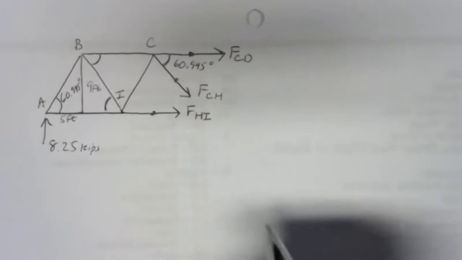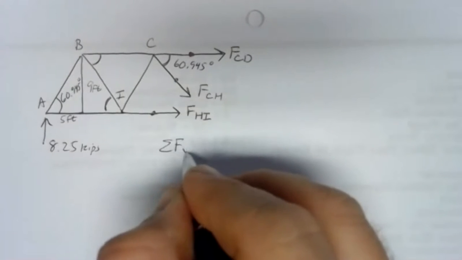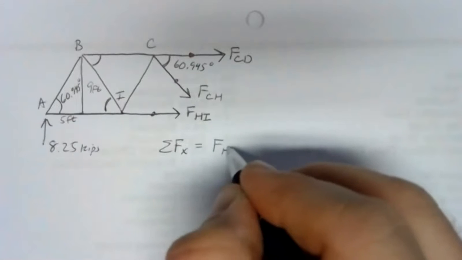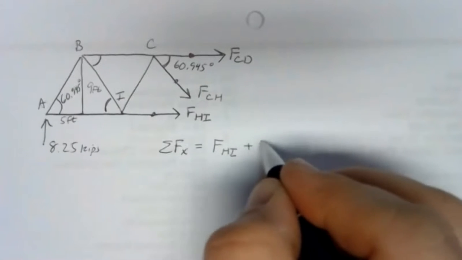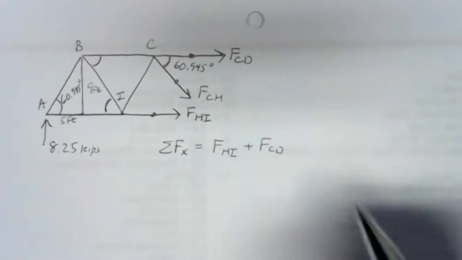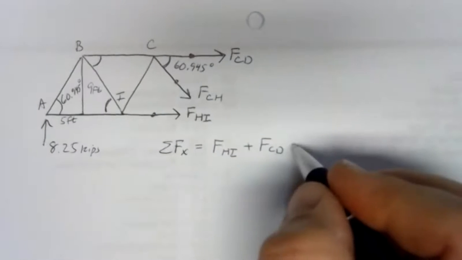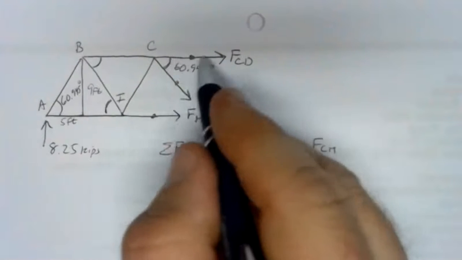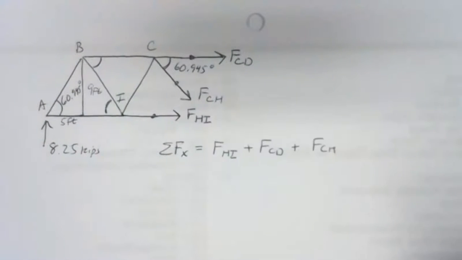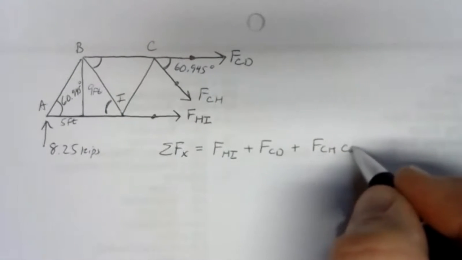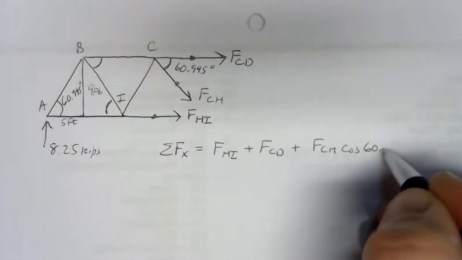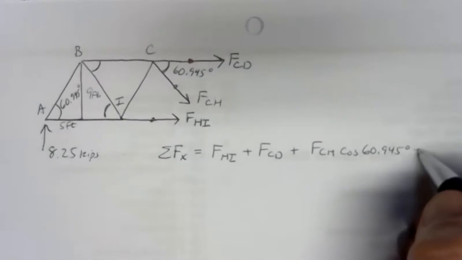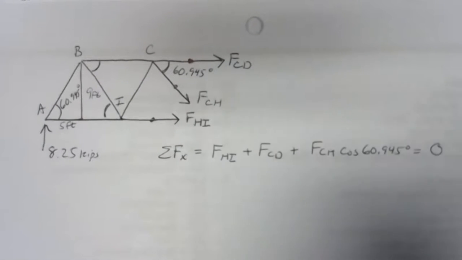So let's try it out. Sum of forces in the x direction. We have all of FHI to the right, so it's positive. We have all of FCD also to the right and positive. Then we're going to have a piece of FCH, the adjacent piece of FCH, and adjacent goes with cosine. So we have cosine of 60.945 degrees, and no other forces in the x direction. So that's our x direction sum.